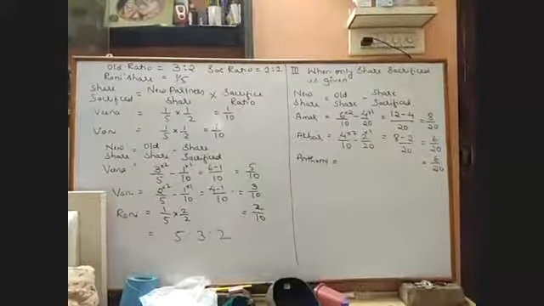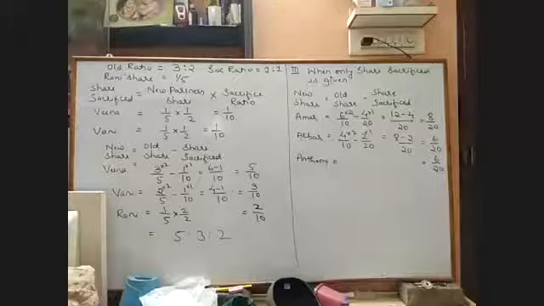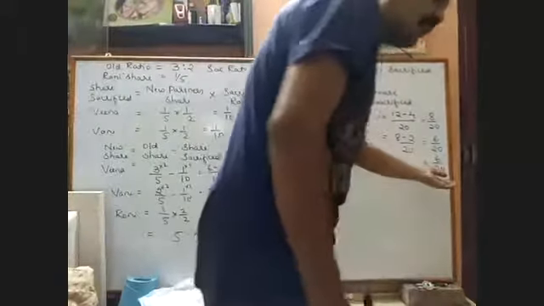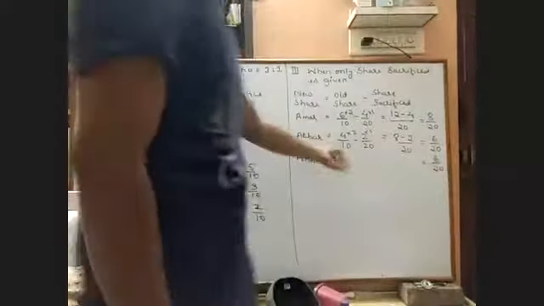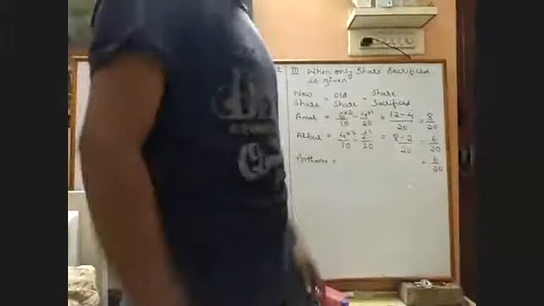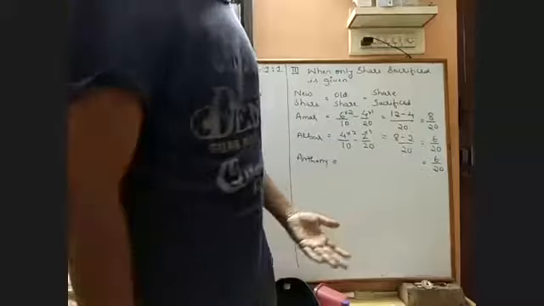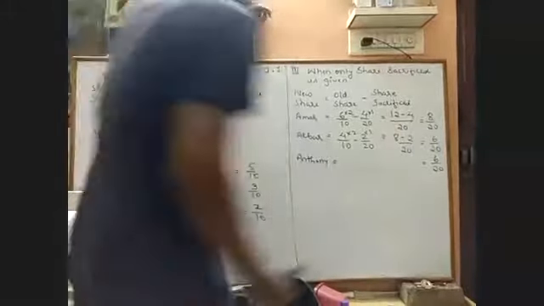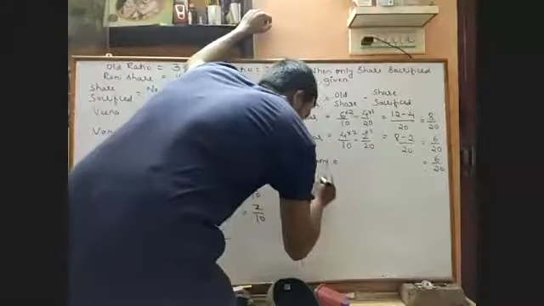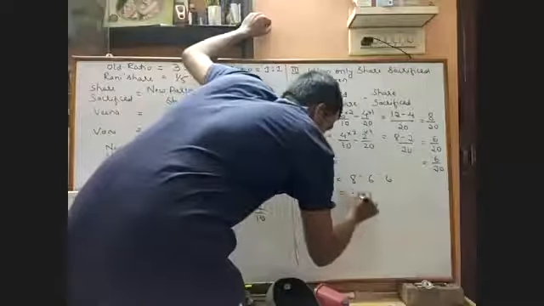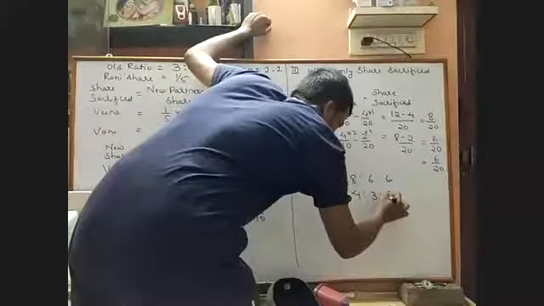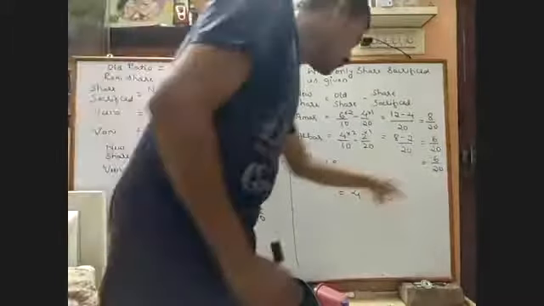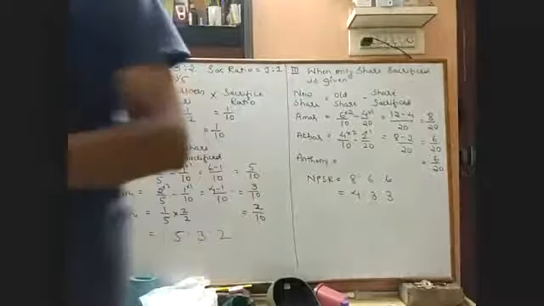Directly write 6/20. If it was not 20 but 10, we would have multiplied by 2/2 to convert it into 20. But in this problem, they have already given the base as 20, so there is no need to change. So hence, your new profit sharing ratio will be 8:6:6, which is equal to 4:3:3, because these are all common in the two tables, so you can divide by 2.